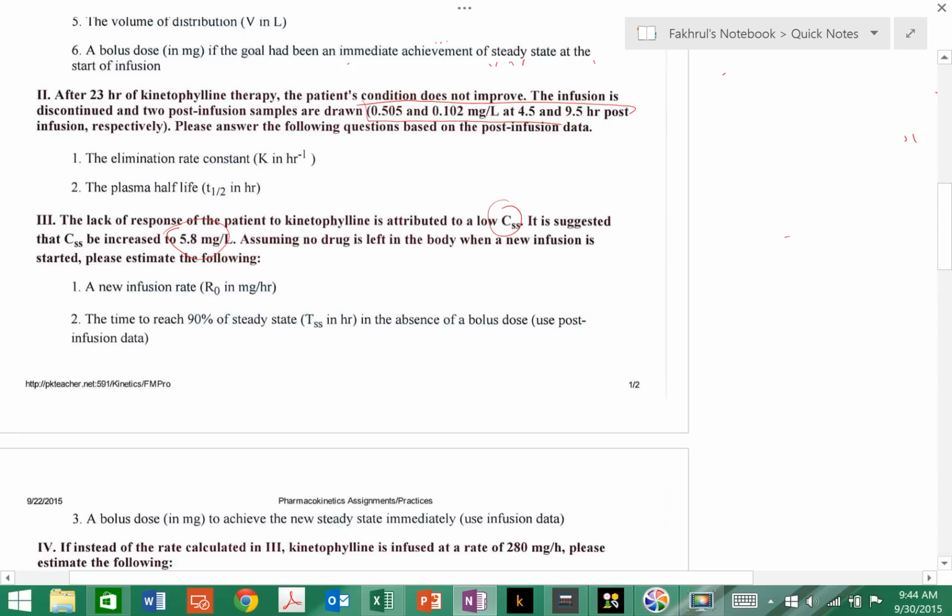So again, we always have to remember this equation. It's a very important equation. CSS is R over CL. So they are asking us to calculate R. R is equal to CSS multiplied by CL, and your new CSS is 5.8 milligram per milliliter, and CL, if you remember, is 37 liter per hour.